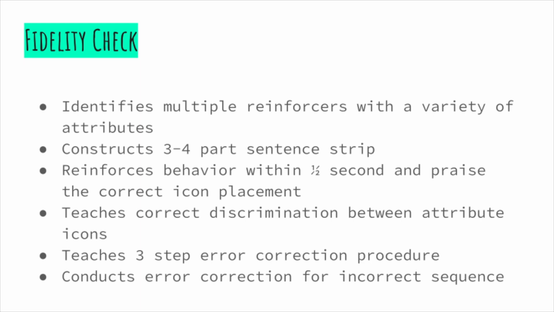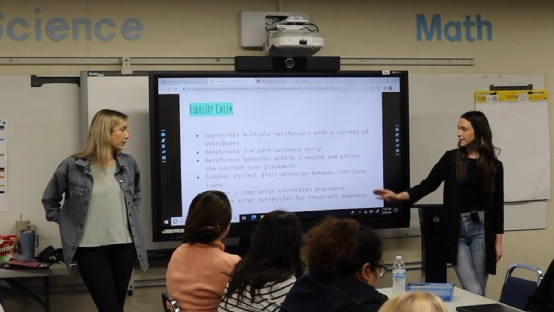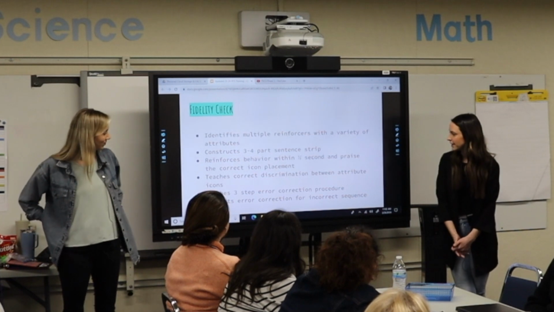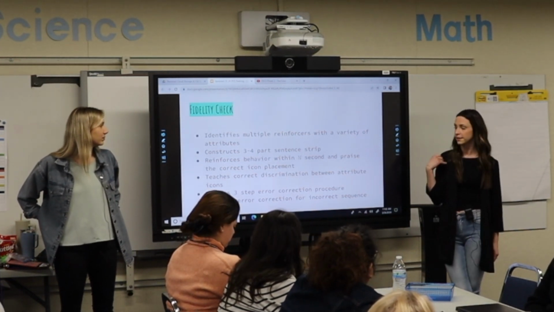Fidelity check: are they identifying multiple reinforcers, 3 to 4 part sentences, multiple communication partners, distance and persistence? Are they traveling to the book to explain that they want the blue man, not the red squiggly man? Are they reinforcing the behavior within half a second? We can praise them. We're teaching correct discrimination. And that says 3-step, we all know it's 4, my bad. And are we conducting the error correction for incorrect sequences?